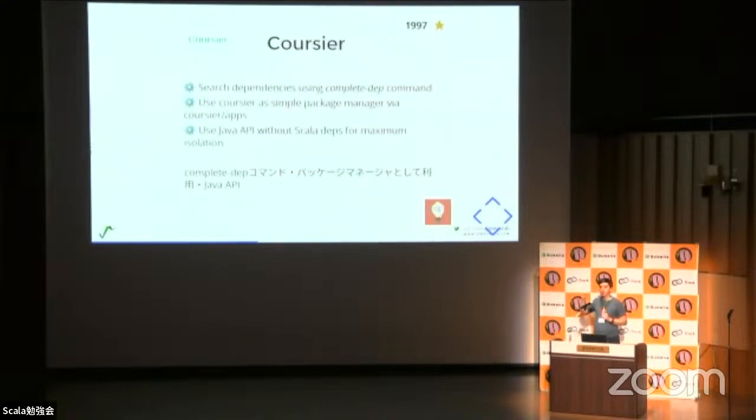You can use the complete dep command to, for example, check what organizations are available on Maven Central, maybe what artifacts within those organizations you can use and what versions they are. So you can check everything. It's very useful. And it can be done from the library or from the command line.